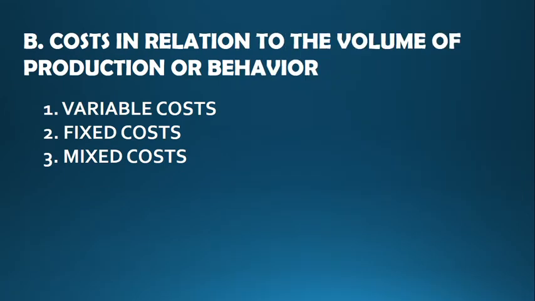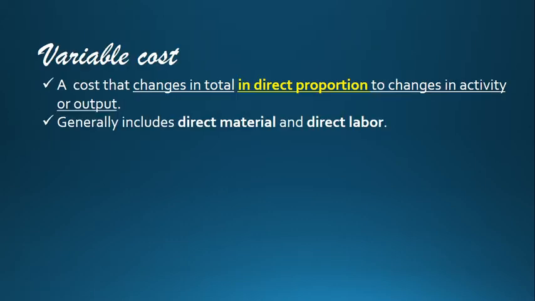So let us now proceed to the next classification of costs. The costs in relation to the volume of product or behavior. It consists of variable costs, fixed costs, and mixed costs. So we first discuss variable cost. It is a cost that changes in total in direct proportion to changes in activity or output. It generally includes direct material and direct labor.